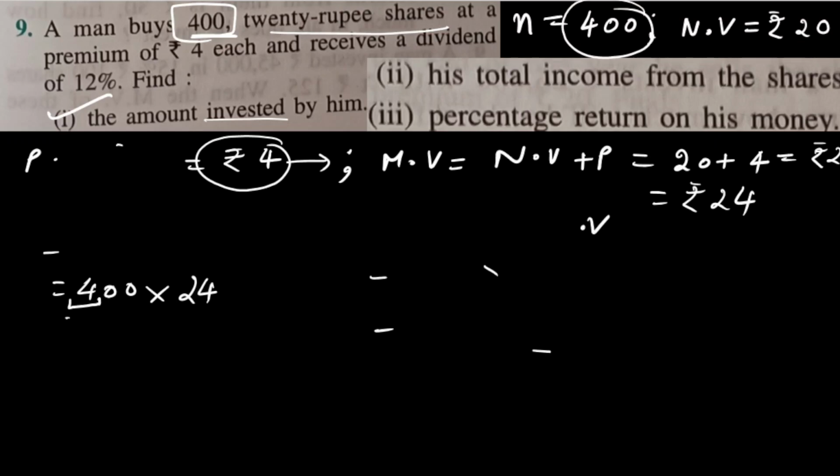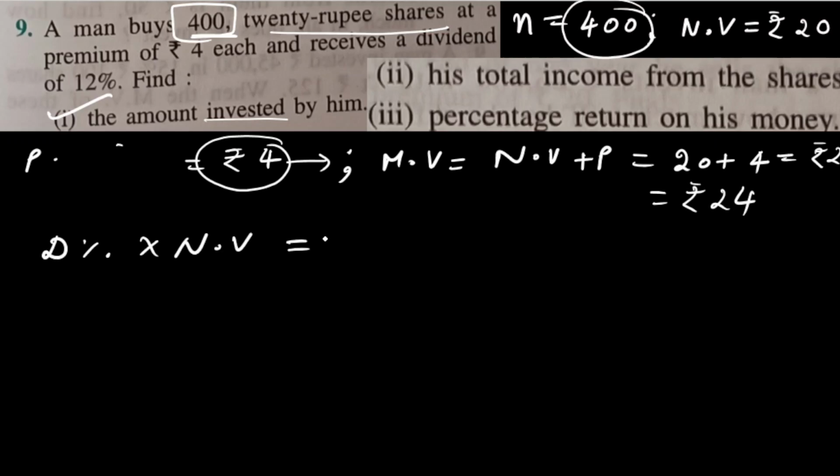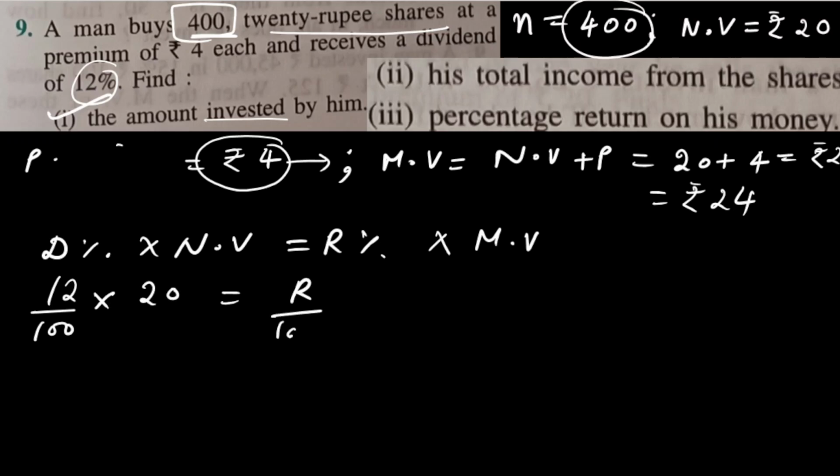So the fourth formula, because we have to find return percent, right? The formula is dividend percent into nominal value is equal to return percent, also called income percent or profit percent, all are the same, into market value. So I'll substitute the values. D's value is dividend percent, it's 12. 12 by 100 into nominal value. Nominal value is 20. Return we have to find, so R by 100 I am going to write into market value. The market value we found here as 24.